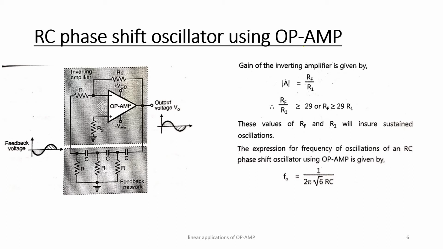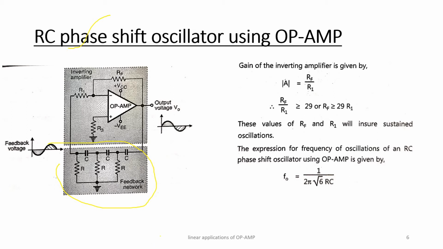We know that an inverting amplifier inverts the input voltage. So here the op-amp is used as an inverting amplifier. Therefore, it introduces a phase shift of 180 degrees between input and output. The output of the inverting amplifier is applied at the input of the RC phase shift network. As discussed earlier, this feedback network will also introduce a phase shift of 180 degrees.